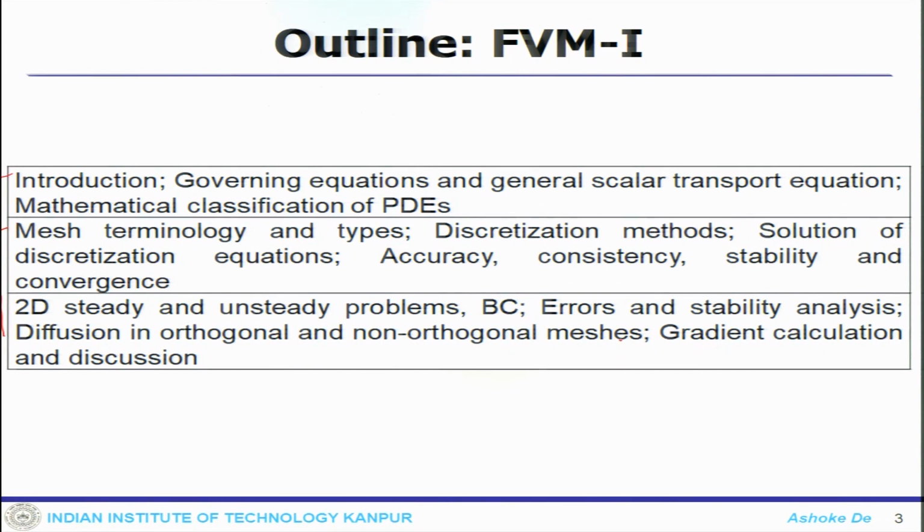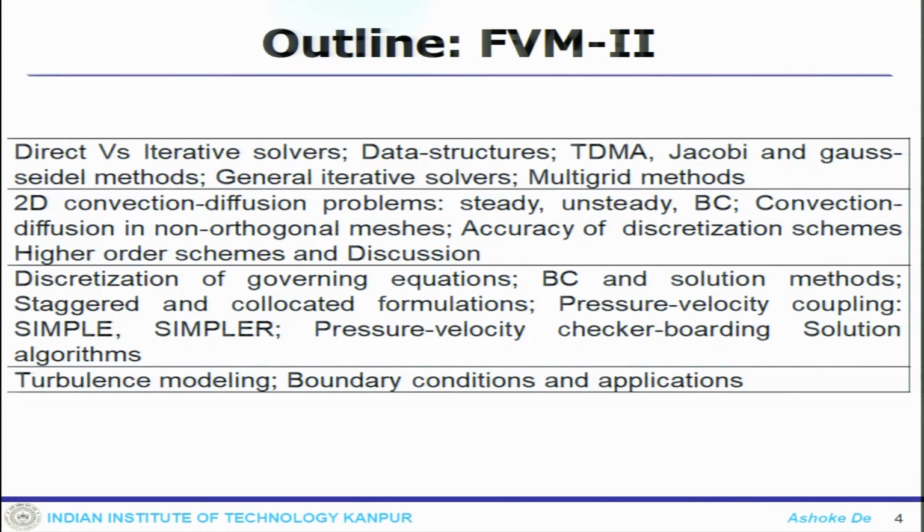Now, in continuation to that, this is the outline of part 2 of this series. In this semester you will be introduced to the linear solver. So, we will start with the linear solver, where you look at the data structure and different kinds of linear solvers, and we talk about that. And moving ahead, we look at the convection diffusion problem, where we will start with steady, unsteady, and talk about different boundary conditions and orthogonality, everything which will lead to higher order discretization also.